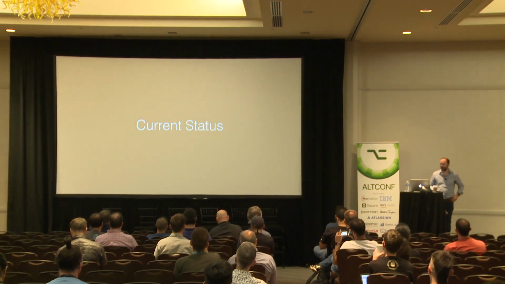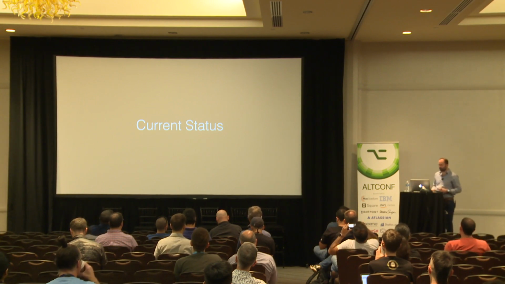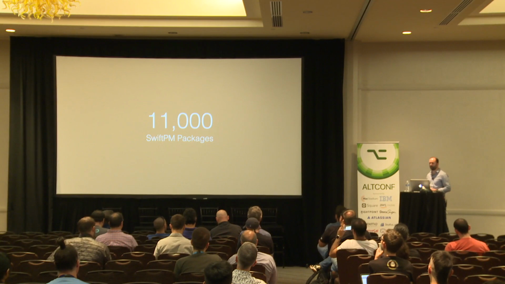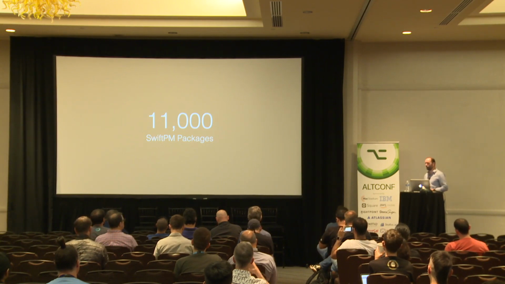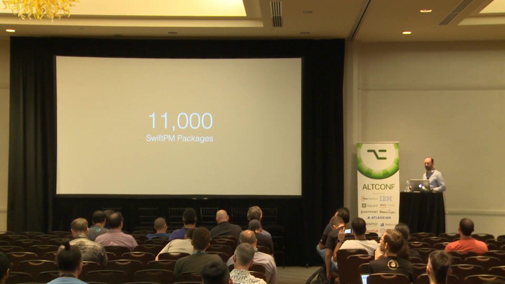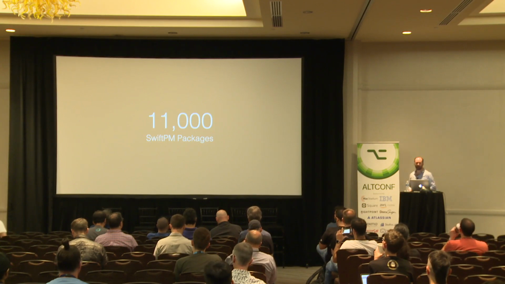So that brings us to the current status, right? Where are we actually today? So the first thing is there's actually 11,000 Swift Package Manager packages on GitHub today which export some kind of module. So they export a library. They're not just someone's Swift Package Manager project, right? So these are all reusable libraries available for Swift Package Manager.